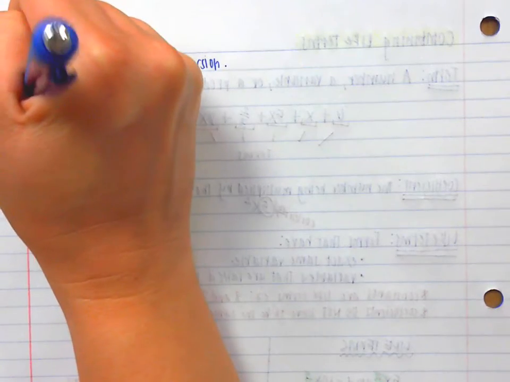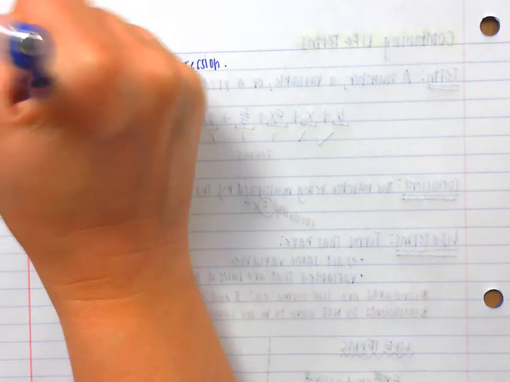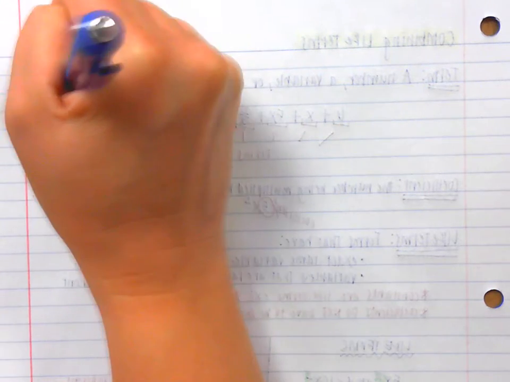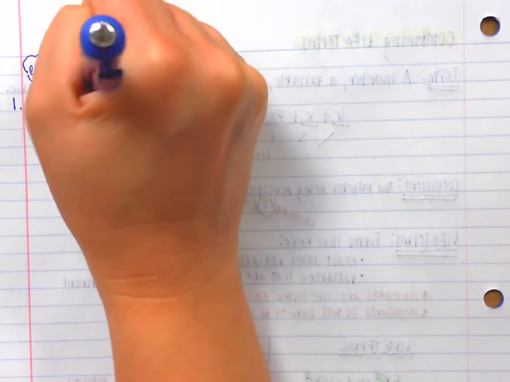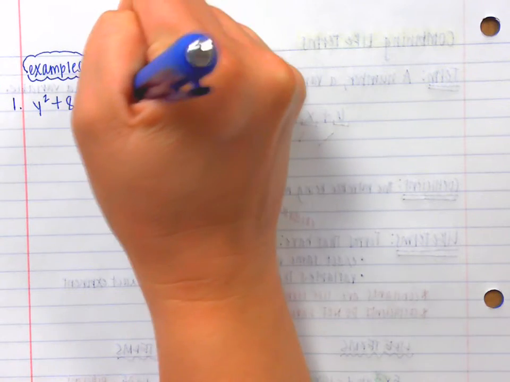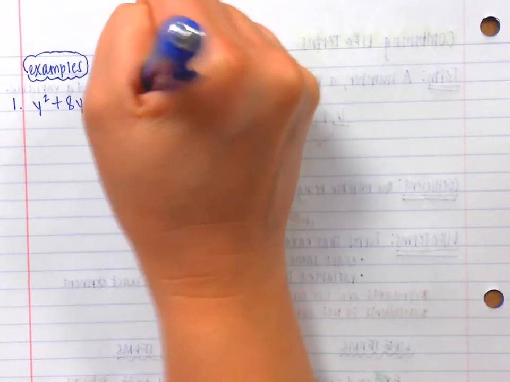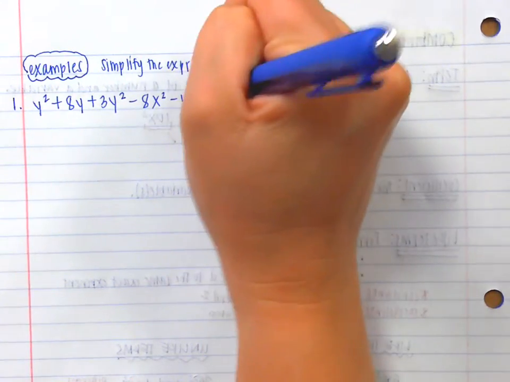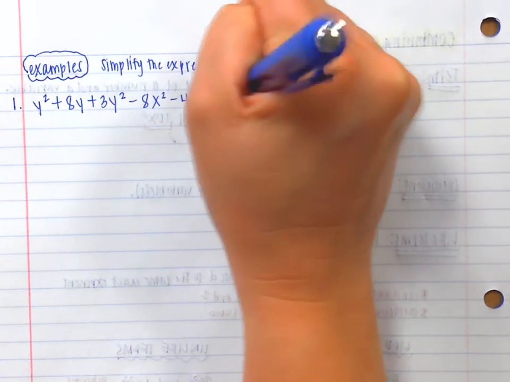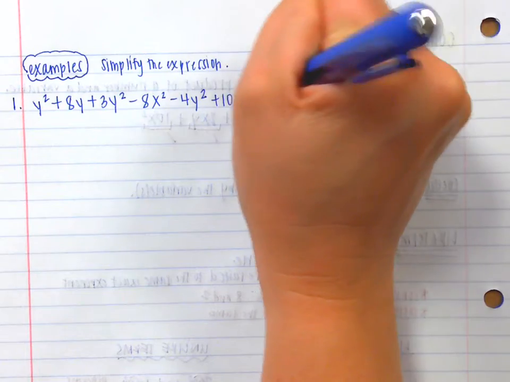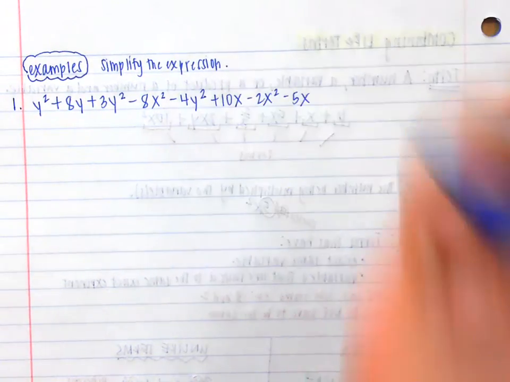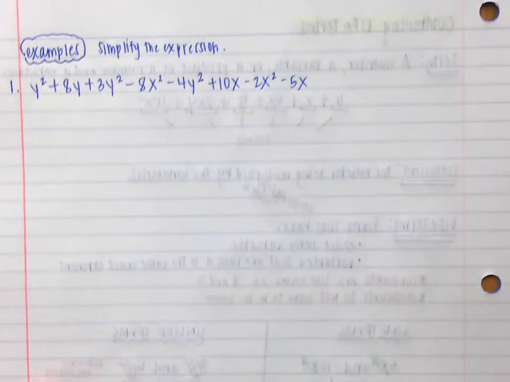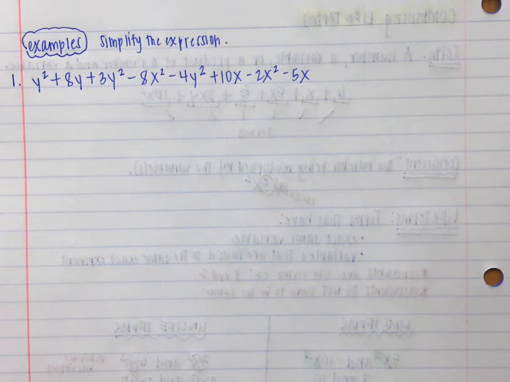Okay, so if I gave you the example, y squared plus 8y plus 3y squared minus 8x squared minus 4y squared plus 10x minus 2x squared minus 5x. Okay, we're making it a long problem just to make sure we get it.